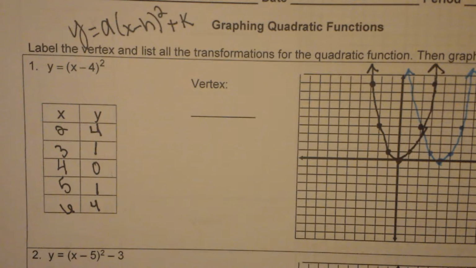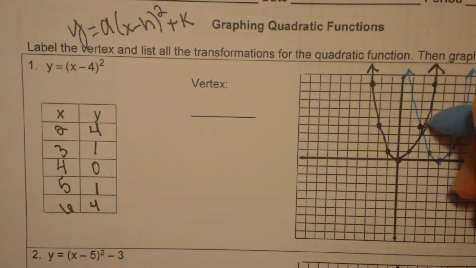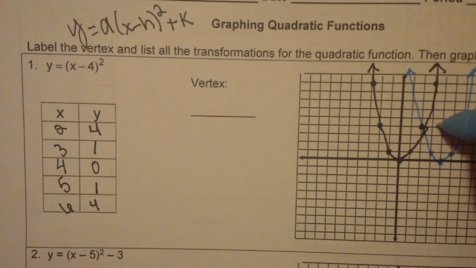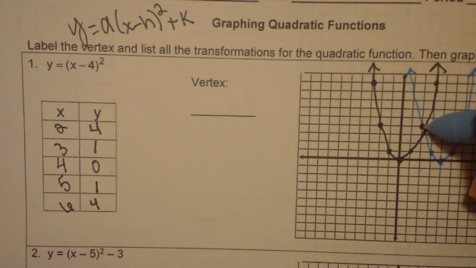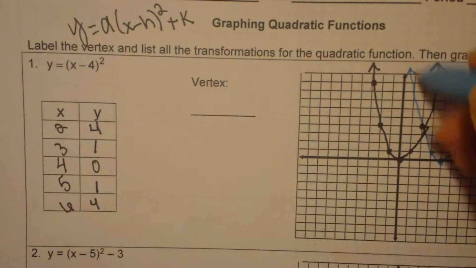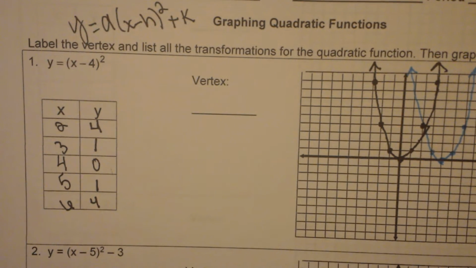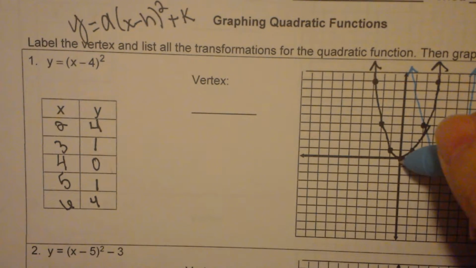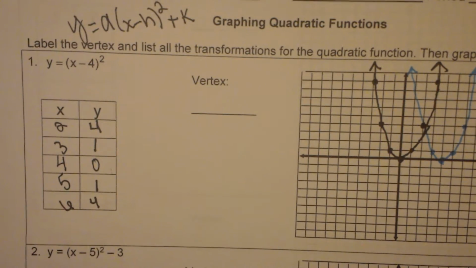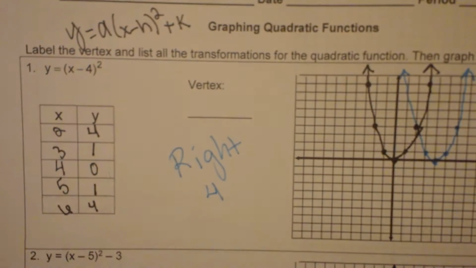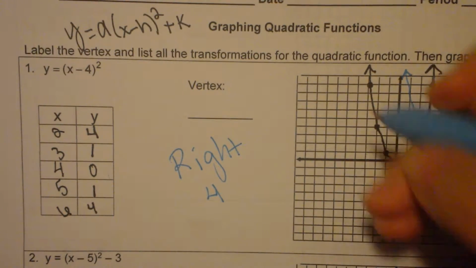So I notice my y values have the same difference as my parent function. It goes up by 1, and then it goes up 3, and then it goes up 5. Just like my parent function. So there wasn't any vertical stretching or compressing or anything like that. The only thing that happened was that my function went to the right 4. And the vertex is at 4, 0.